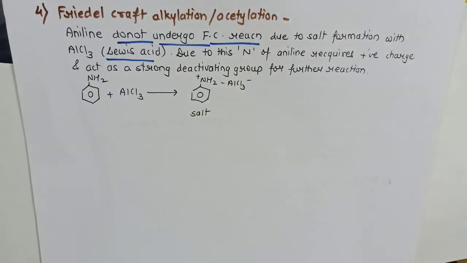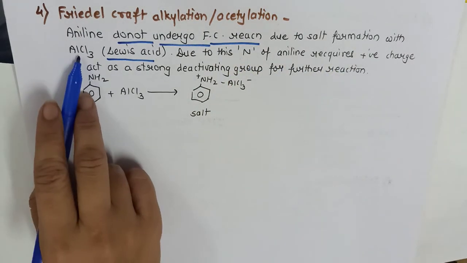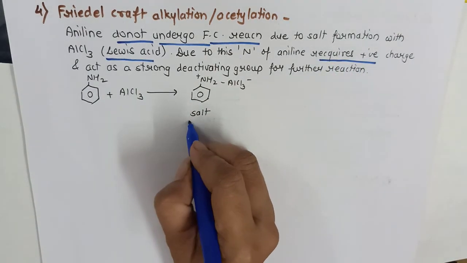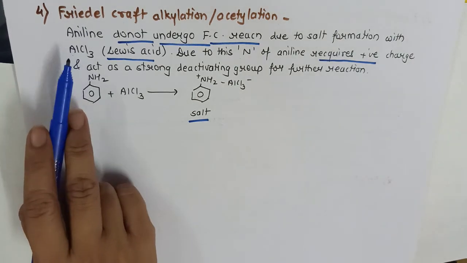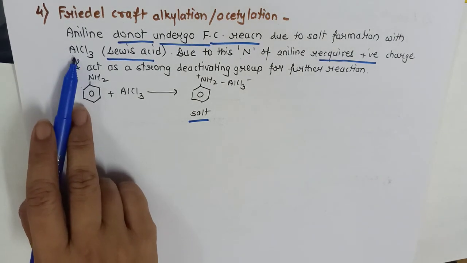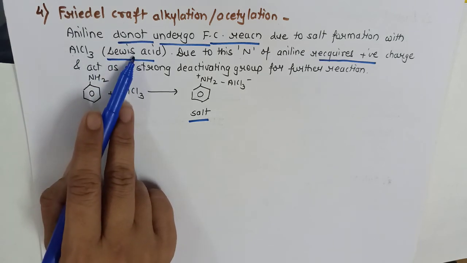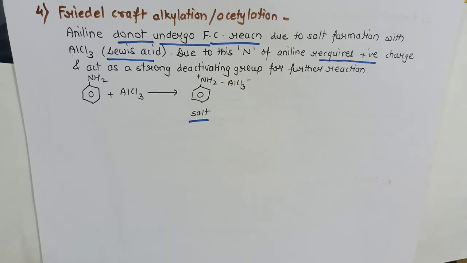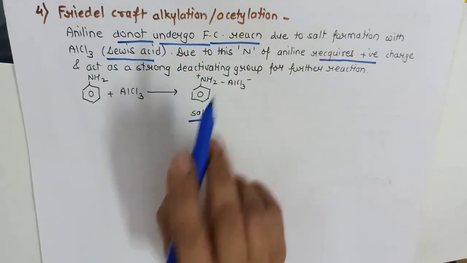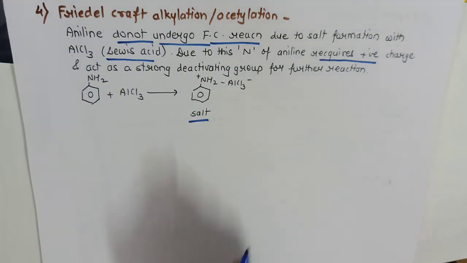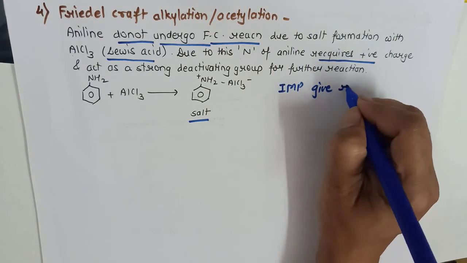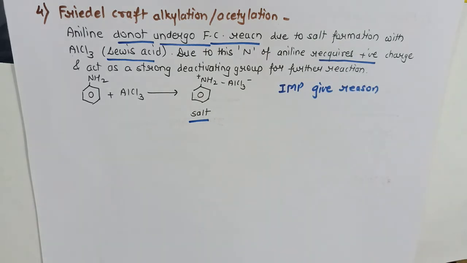Nitrogen of aniline, which is actually basic, will react with aluminum chloride. As a result, it acquires positive charge and the salt is formed. So aluminum chloride, which was supposed to act as a catalyst afterwards, or it was acting initially as Lewis acid, instead of that it reacts giving a salt, and we do not get the final alkylated or acetylated product. Therefore, aniline does not undergo Friedel-Crafts reaction. So this is again I will say your important give reason question.